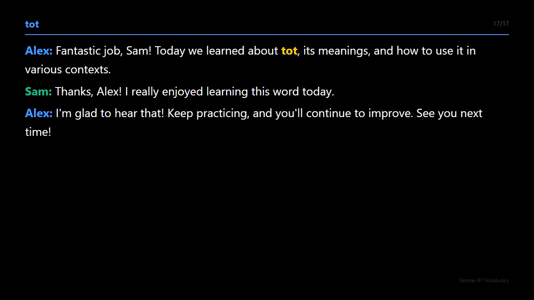Fantastic job, Sam. Today we learned about tot, its meanings and how to use it in various contexts.